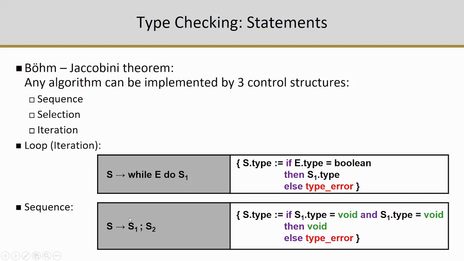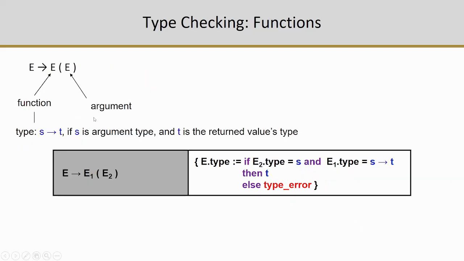And if we have a sequence of statements, then each of the statements in the sequence has to be void, otherwise we have a type error somewhere. And if we have a function, then a function has a type of S to T if its argument has the type of S and its return value has the type of T. In this case, the argument has to have the type of S, otherwise we have a type error.